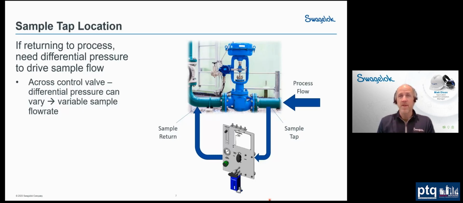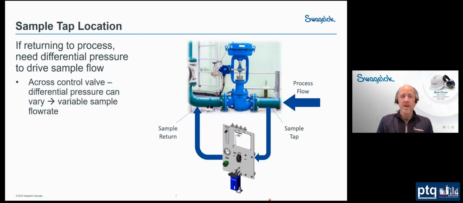Problem with a control valve, of course, is that it's variable. Just by its nature, it's going to be open a certain percentage, and that will vary by what the needs of the process are. And so as a result, our differential pressure is going to vary, which will drive our flow rates to vary. So that plays into the timeliness of our sample. So there's going to be some inconsistency there, and we may be able to live with that.